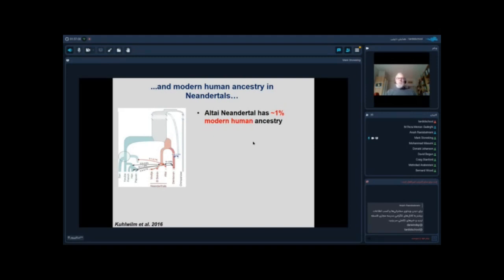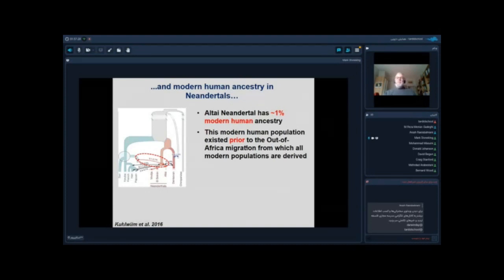But then Martin Colville, a postdoc in Svante's group, got the bright idea to, well, let's take a look at that modern human ancestry and just see what does it look like. Lo and behold, it turns out it was not related to modern humans, as you might think. Instead, it branches off prior to all of the divergence of modern human genome sequences. So it reflects a modern human population that existed prior to the out of Africa migration from which all modern populations are derived out of Africa today.